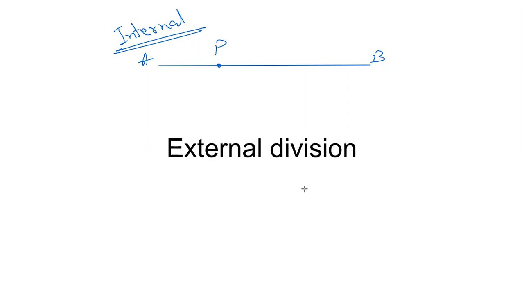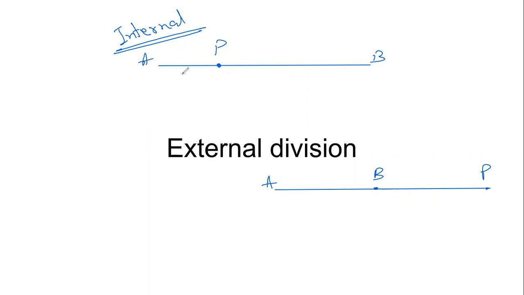When we say external division, this is what we will have. We will have a line segment, say AB, and there will be a point P which is outside the endpoints, not between the endpoints. It will be beyond the endpoints. Either it will be beyond B or it will be beyond A. Doesn't matter.